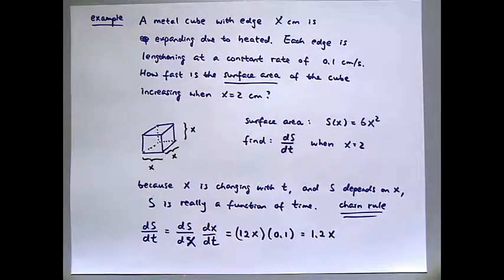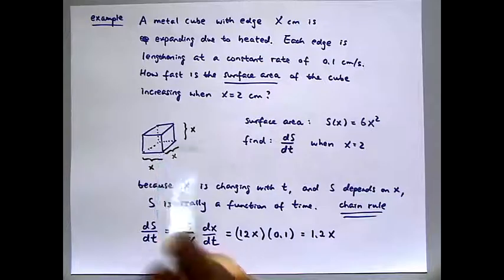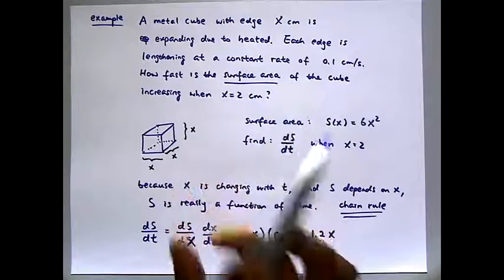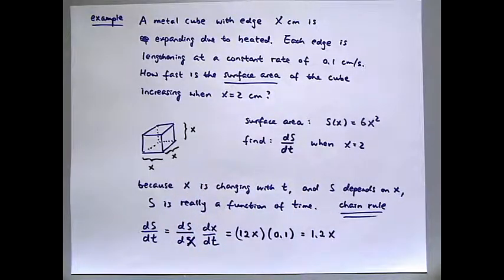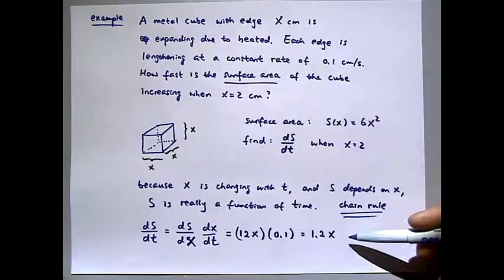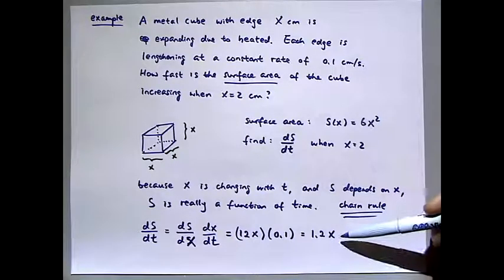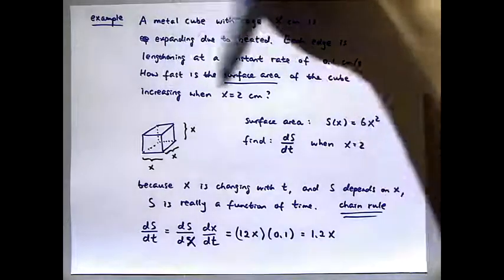So this is saying that how fast the surface area is changing depends on what the length is. The bigger it is, the faster it is changing. The smaller it is, the slower it is changing. If you imagine a very big cube, even a very tiny change in x is going to result in a much bigger change in surface area. So x remains to be found. Well, we need to know what x is, and now is where this part comes in.